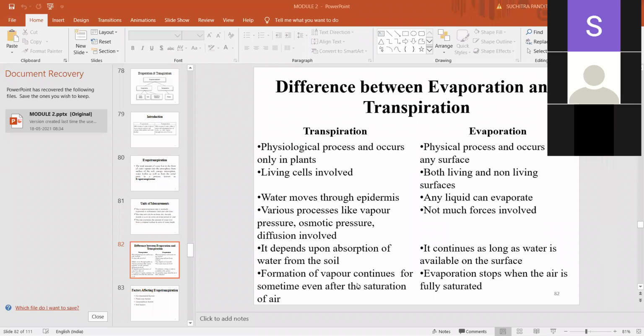Next, formation of vapor continues for some time even after the saturation of the air. Evaporation is a physical process and occurs in case of a water surface area. Both living and non-living, any liquid can evaporate. Not much force is involved. It continues as long as water is available on the surface. Evaporation stops when the air becomes fully saturated.